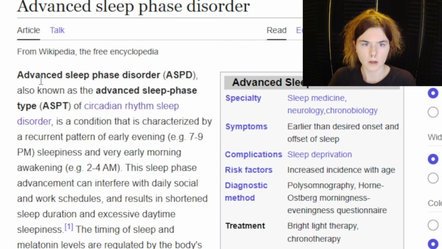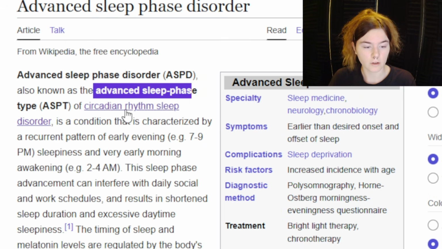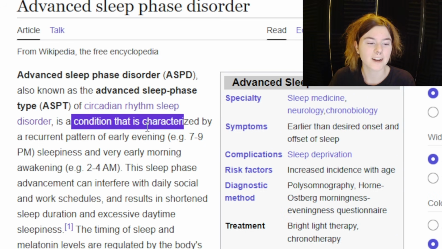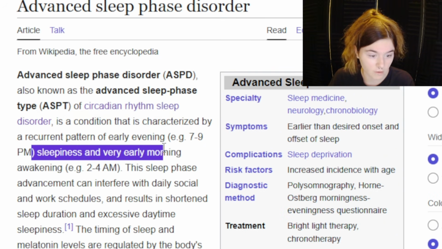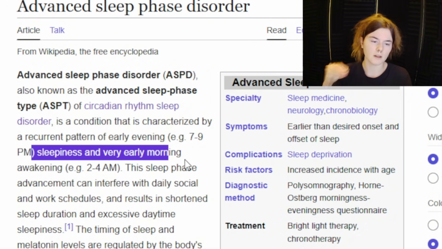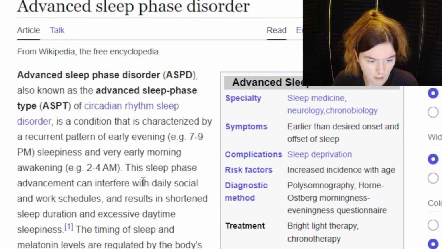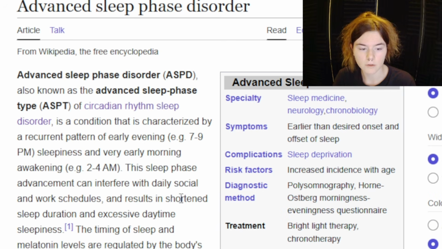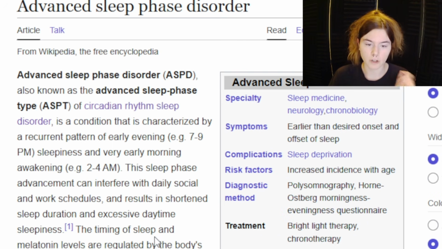Advanced sleep phase disorder, also known as advanced sleep phase type of circadian rhythm sleep disorder, is a condition characterized by a recurrent pattern of early evening sleepiness and very early morning awakening. So it's the exact opposite of delayed sleep phase disorder. The sleep phase advancement can interfere with daily social and work schedules and results in shortened sleep duration and excessive daytime sleepiness. So it's basically the exact opposite of what we just went over.